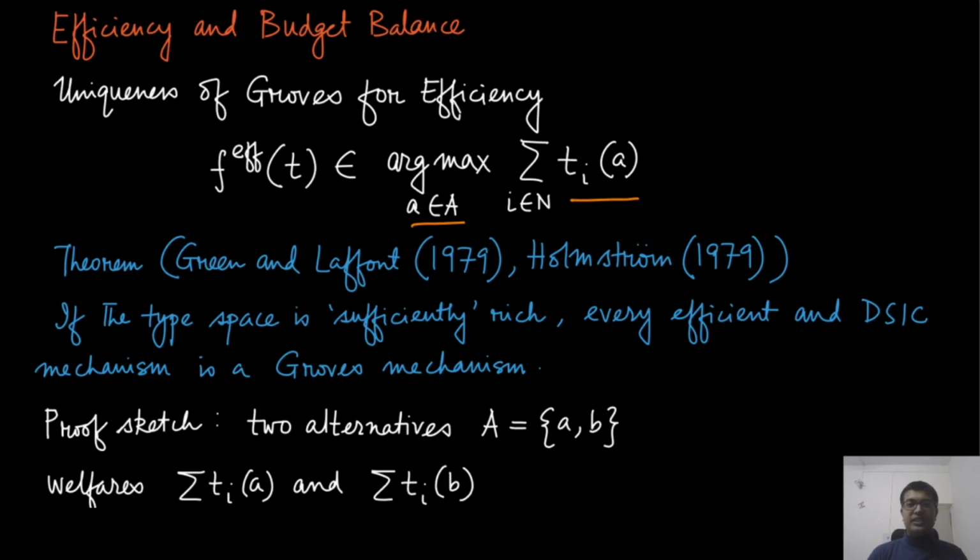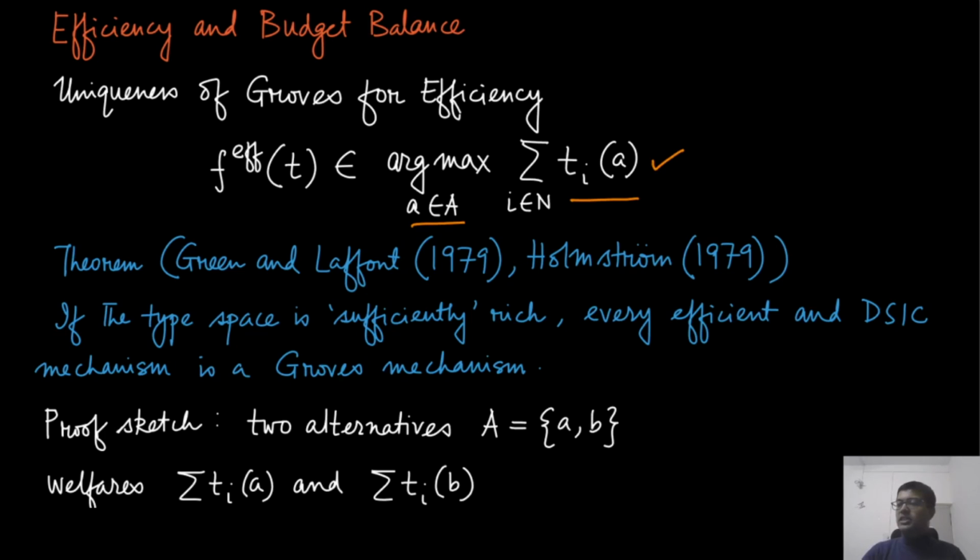There is a uniqueness about this Groves class of payments, or the mechanisms that use the Groves payments for efficiency. We are familiar with this efficient allocation rule. It picks the allocation that maximizes the sum of the valuations of all these players.